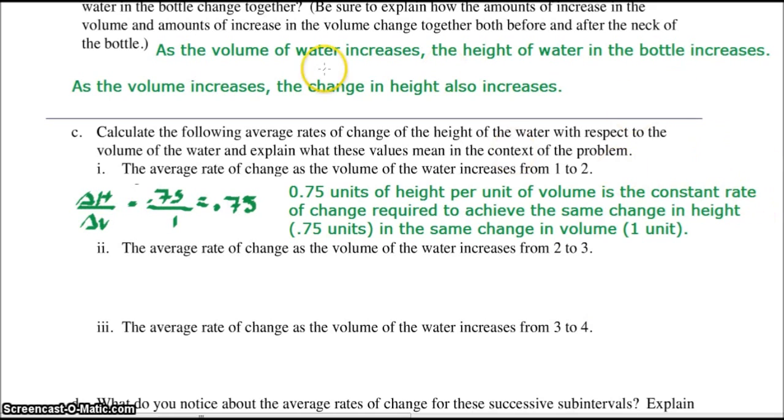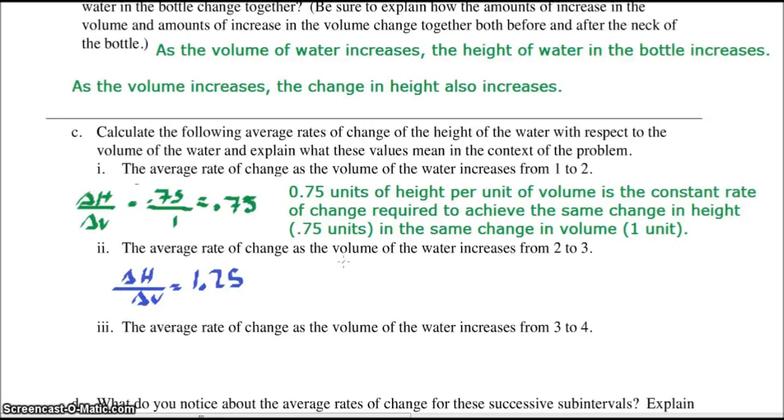So the average rate of change is 1.25, delta H over delta V, 1.25 over 1. So the interpretation is the same. 1.25 units of height per unit of volume is the constant rate of change required to achieve the same change in height, which in this case is 1.25 units, in the same change of volume of 1 unit.